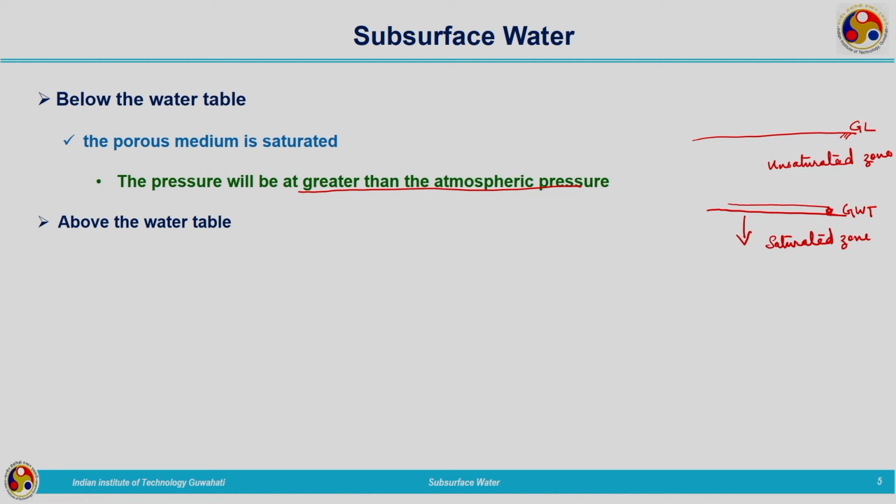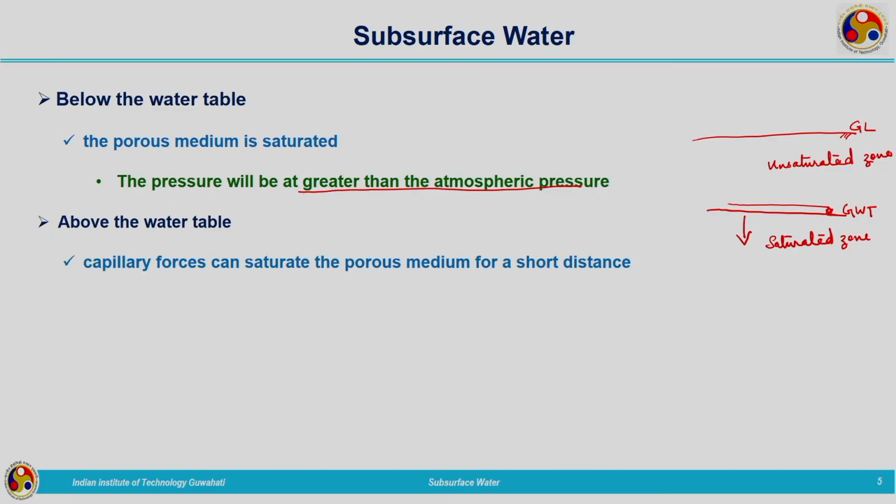In that we are having small tiny pores present in the soil. So, through these pores water will be rising up due to capillary action. These tiny pores will be acting as a capillary tube, and you have already studied the capillary action in the course of fluid mechanics. In the similar way, through these tiny pores water will be rising up due to the capillary action. Because of that, a region will be formed for a short distance just above the water table. That is termed as the capillary fringe. Due to capillary action, water will be rising within the capillary fringe.